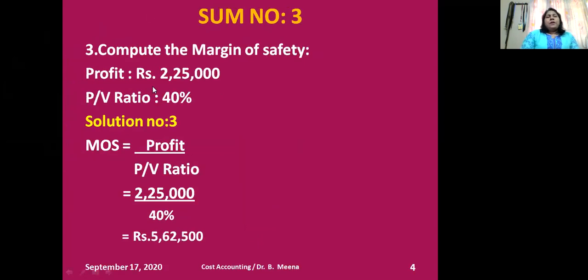Compute the margin of safety. The given information is profit and PV ratio, so we can apply the margin of safety formula straight away. MOS is equal to profit by PV ratio, where the profit is 2,25,000 and PV ratio is 40%. So 2,25,000 by 40% gives 5,62,500.